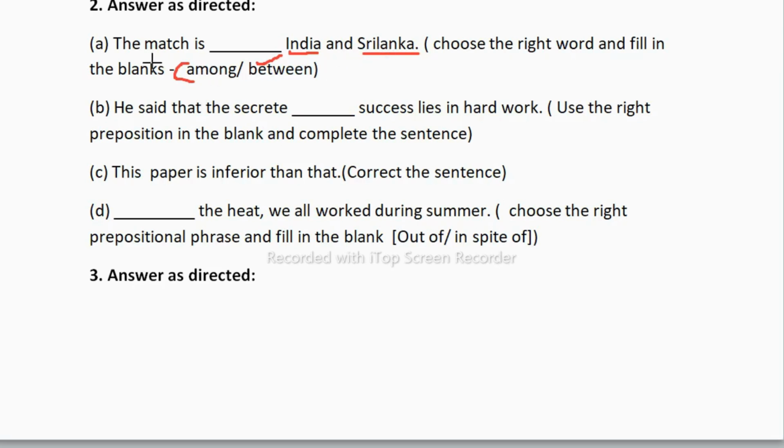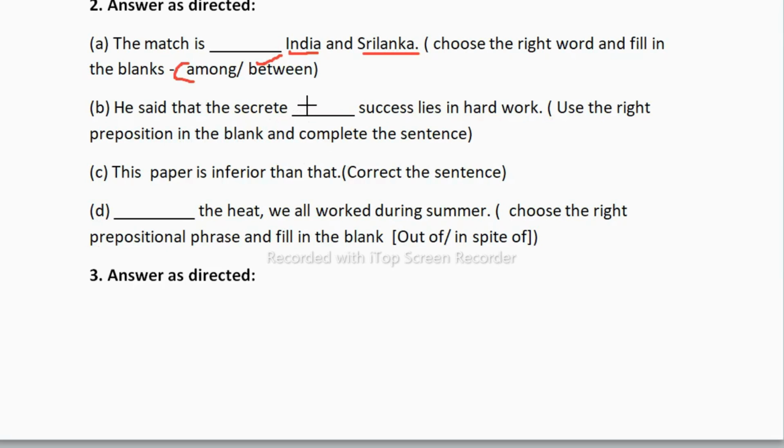So the correct option is, the match is between India and Sri Lanka. Now let us see the second one. He said that the secret dash success lies in hard work. Here you have to use the right preposition in the blank and complete the sentence. Now here, which is the correct preposition?